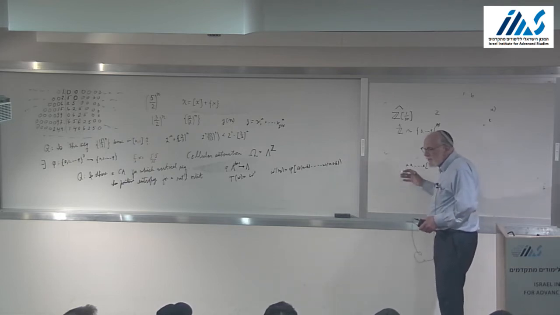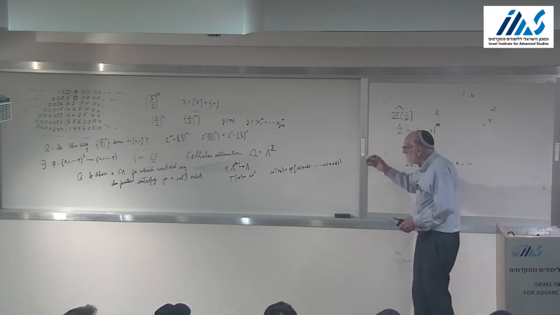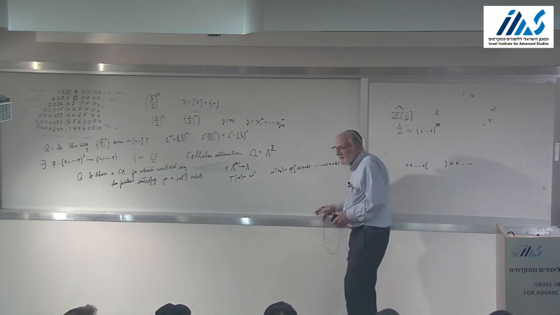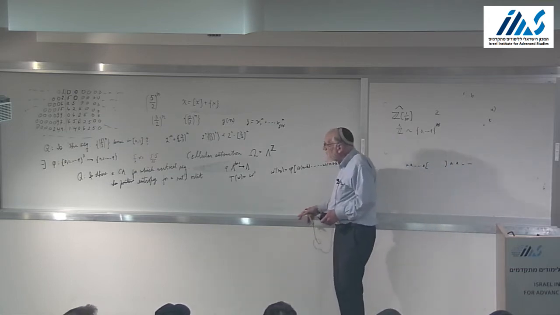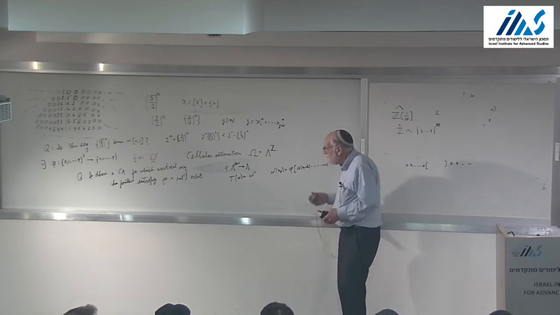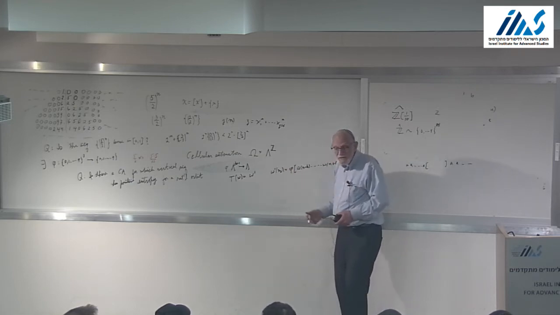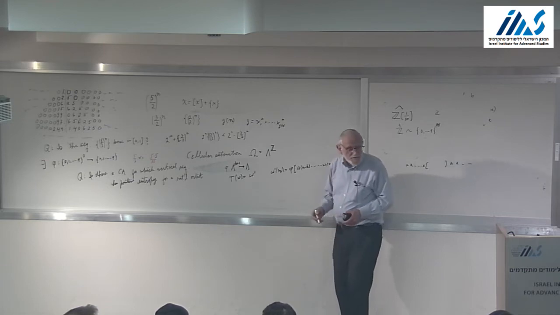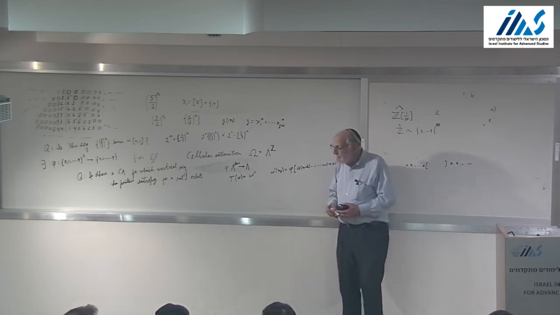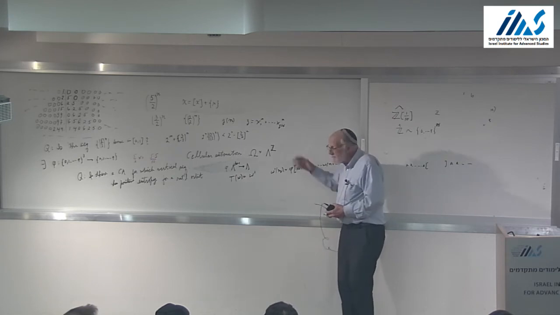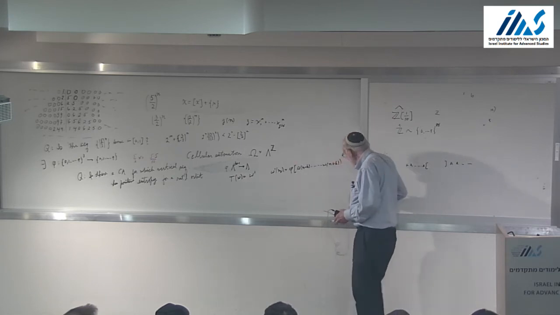So these are the issues of this particular cellular automaton and how that behaves, and whether altogether there are cellular automata for which you can get randomness in this kind of procedure. Okay, I'm going on to another problem.